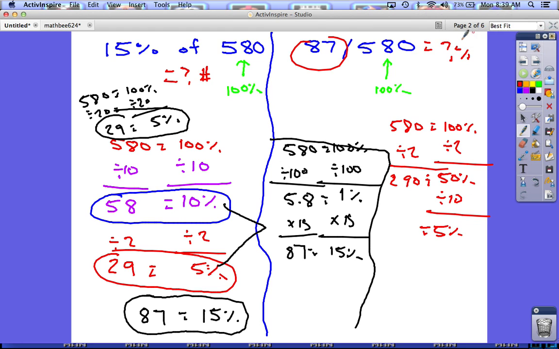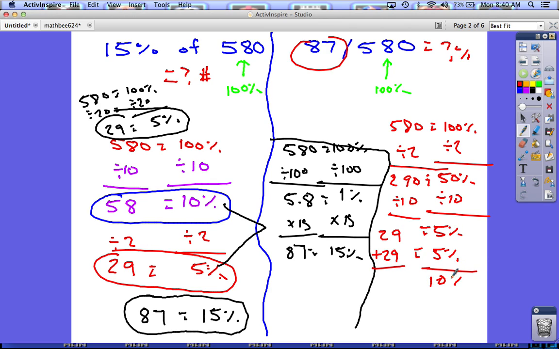And then if I do this divided by 10, that's going to be 29. So we know 29 is 5%. Now I have to get to 87. So maybe we could just count up and see what we can get to here. So maybe I can do, we know 5% is 29. Let's add another 29, which would be adding another 5% because 29 is 5%.